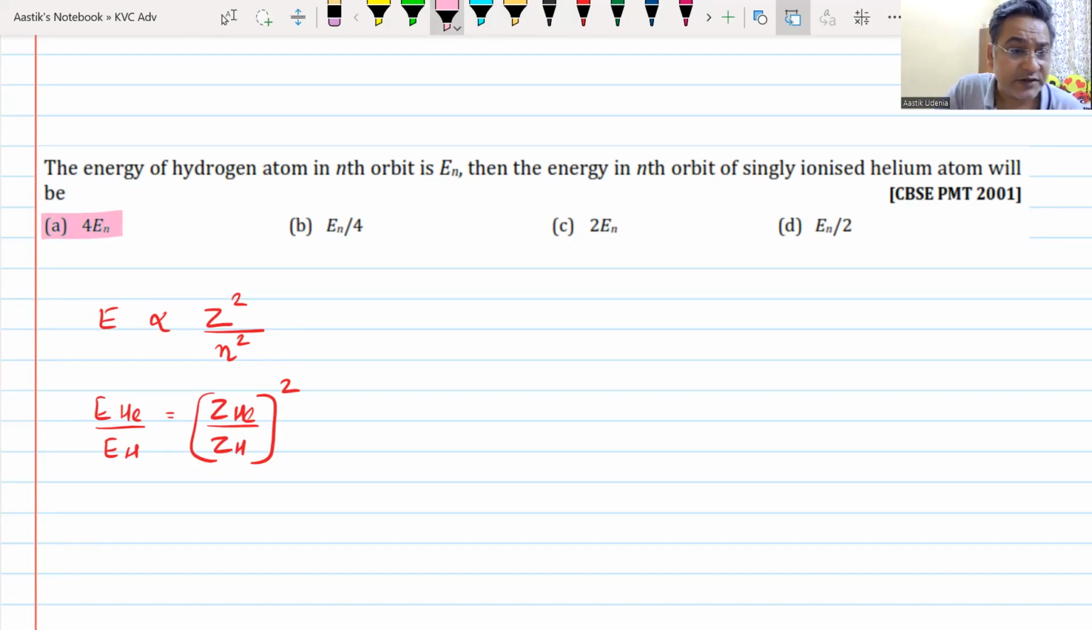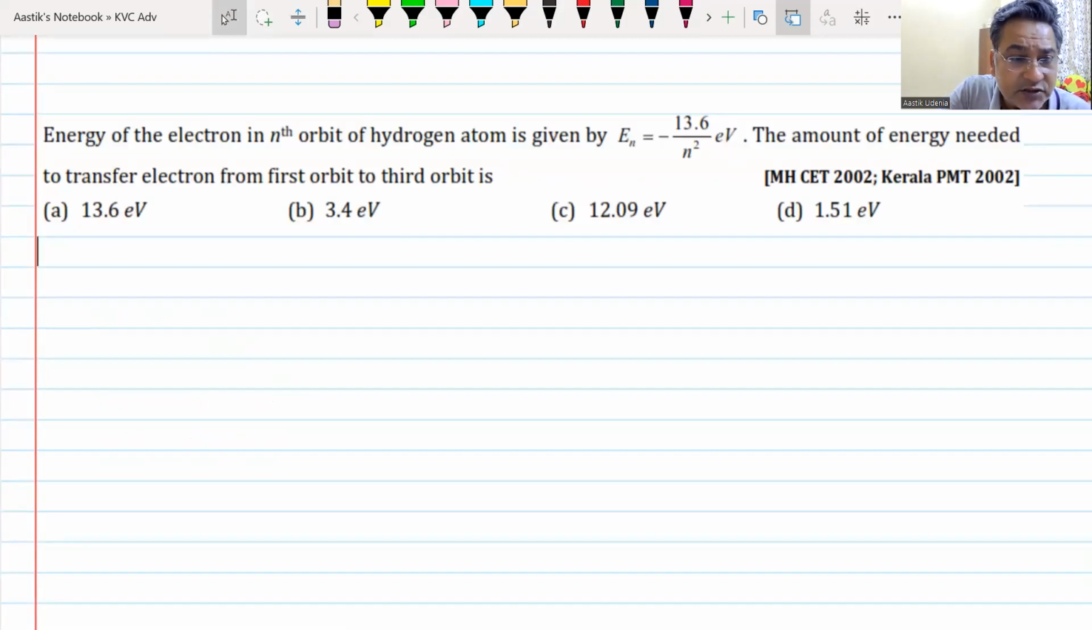This is the next one in your horizon. Energy of an electron in the nth orbit of hydrogen is given by this formula. The formula may not be given. The amount of energy required to transfer the electron from the first to the third orbit is. Remember, same question can come in the coming sessions.